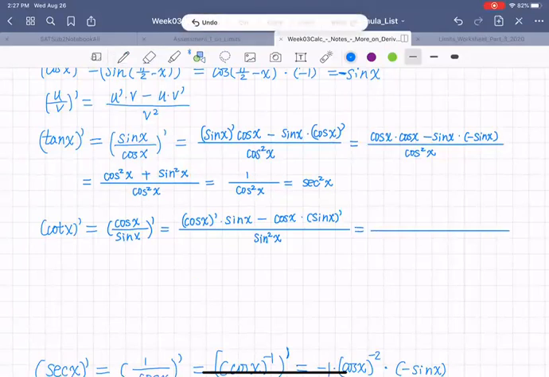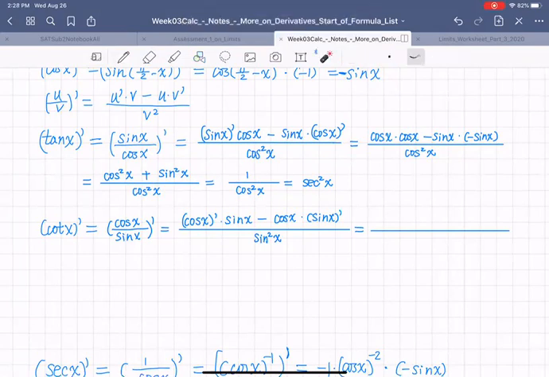Is there a certain place you want me to help you? I'm kind of just following the quotient rule. Okay, you see here, you square the denominator, right? And then you do the sine x derivative times cosine x, minus sine x copied down times the cosine x derivative.